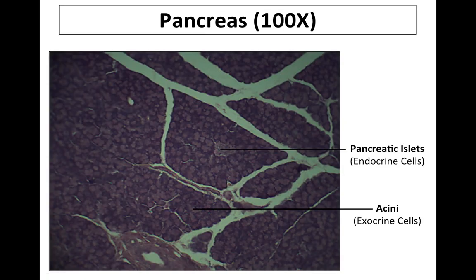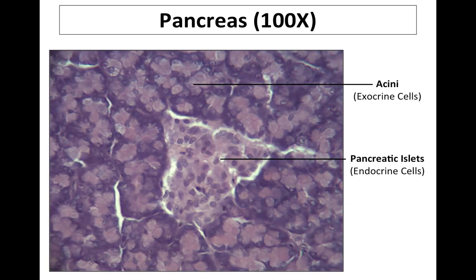Here is an image of the pancreas. Most of the pancreas will look very similar to this. In the majority of the pancreas, you can see acini, and these are the exocrine cells. So all of this dark purple stuff, these are all for making digestive juices. What we're looking for in this lab is the endocrine function. So we're going to be looking for these lighter purple areas called pancreatic islets. And these are the cells that will produce insulin and glucagon, the hormones that regulate blood sugar.